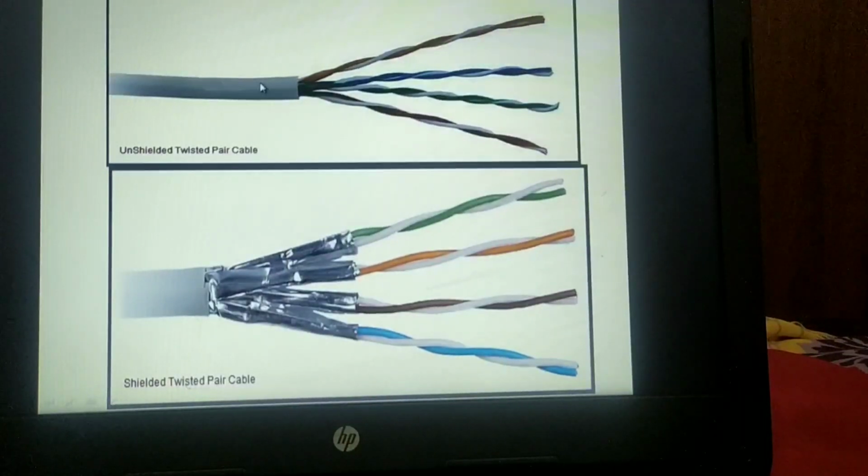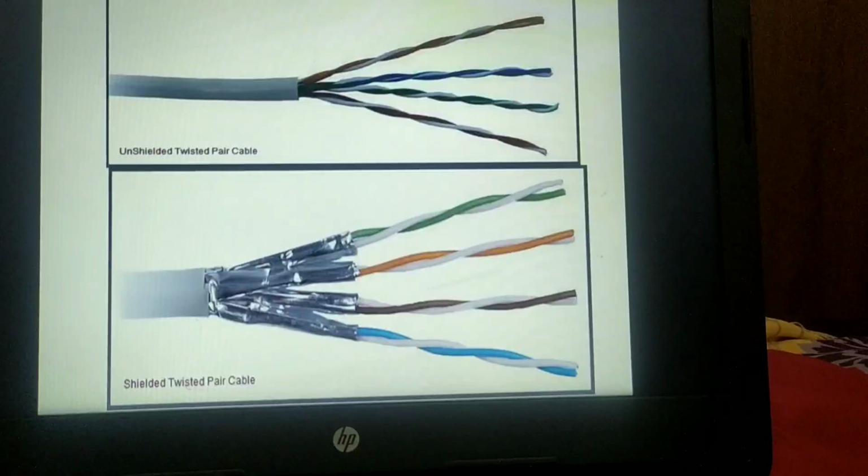First, it is very simple and it is physically flexible. That means you need not maintain your cables anywhere. You need not acquire any land to maintain.